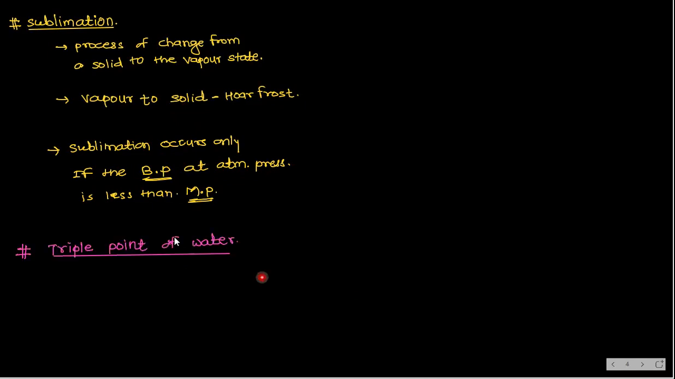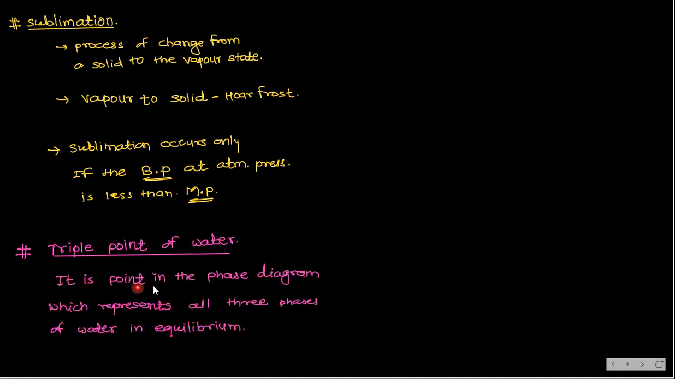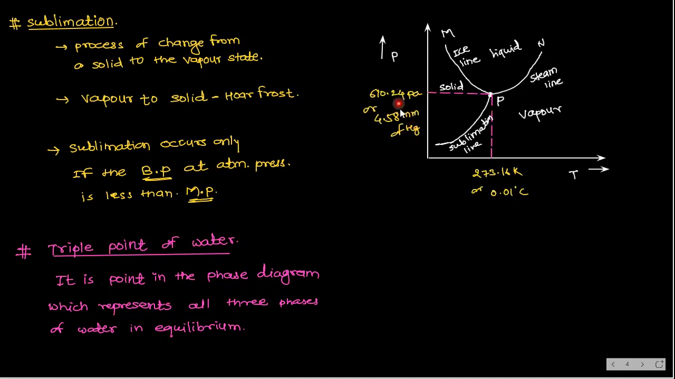Next, triple point of water. Triple point of water is what? It is a point in the phase diagram which represents all three phases of water in equilibrium. All three phases in equilibrium means what? Ice, water, and vapor. All these three will be at one point at a particular pressure and temperature. That is nothing but the triple point of water. You can see in the diagram.